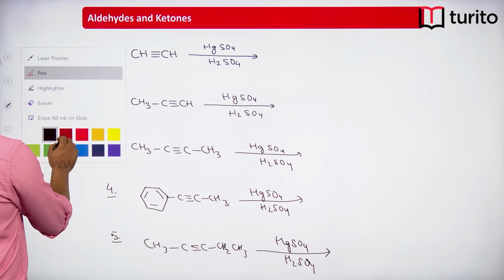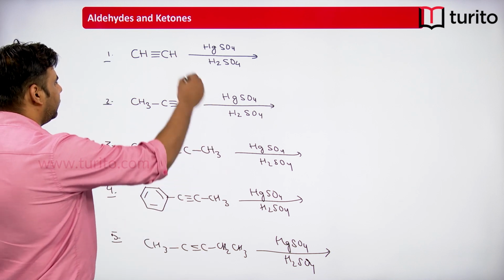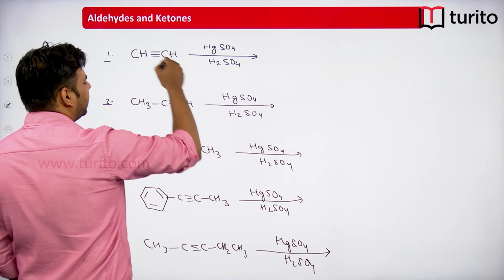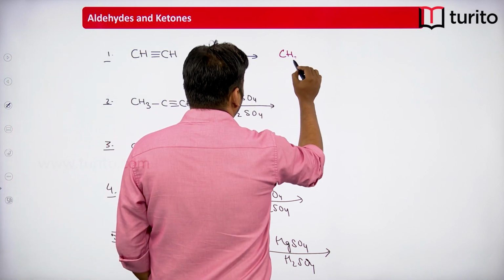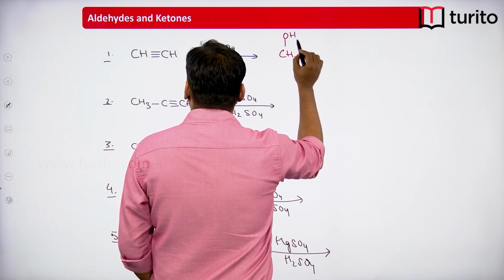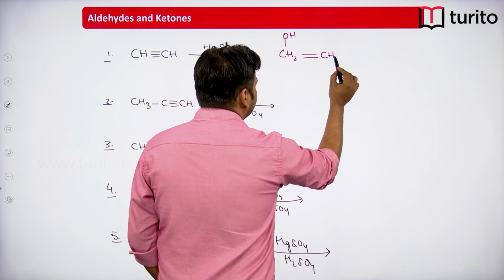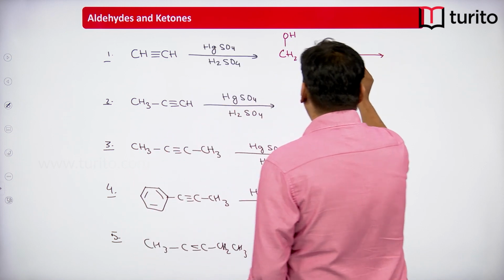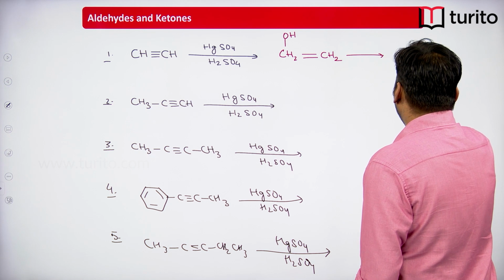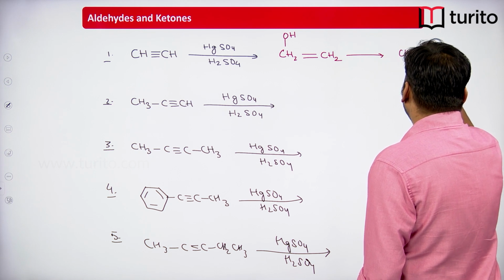So water will be added. So you have to add water in a Markovnikov fashion. So in this case, H will get attached over here, OH gets attached over here. So we'll form this molecule. So this enol is unstable, this will tautomerize, so hydrogen will shift over here and we are going to form an aldehyde.